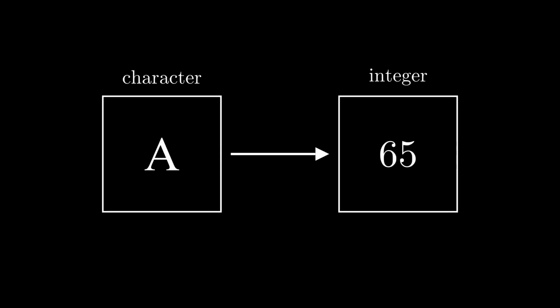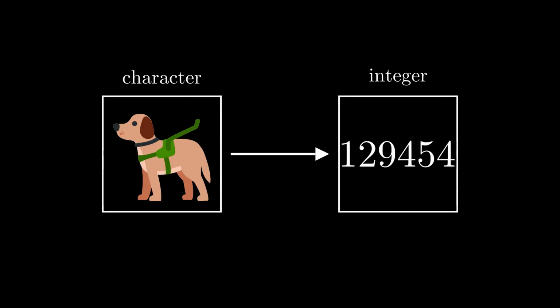So the capital letter A is 65, the lowercase letter a is 97, the lowercase e with an acute accent is 233, the Arabic character Shin is 1588, the Chinese character Gao is 39,640, the guide dog emoji is 129,454, etc. I say this is in principle all they do, but language is complicated and messy, so they also have to deal with a whole host of issues to be aware of when dealing with text.